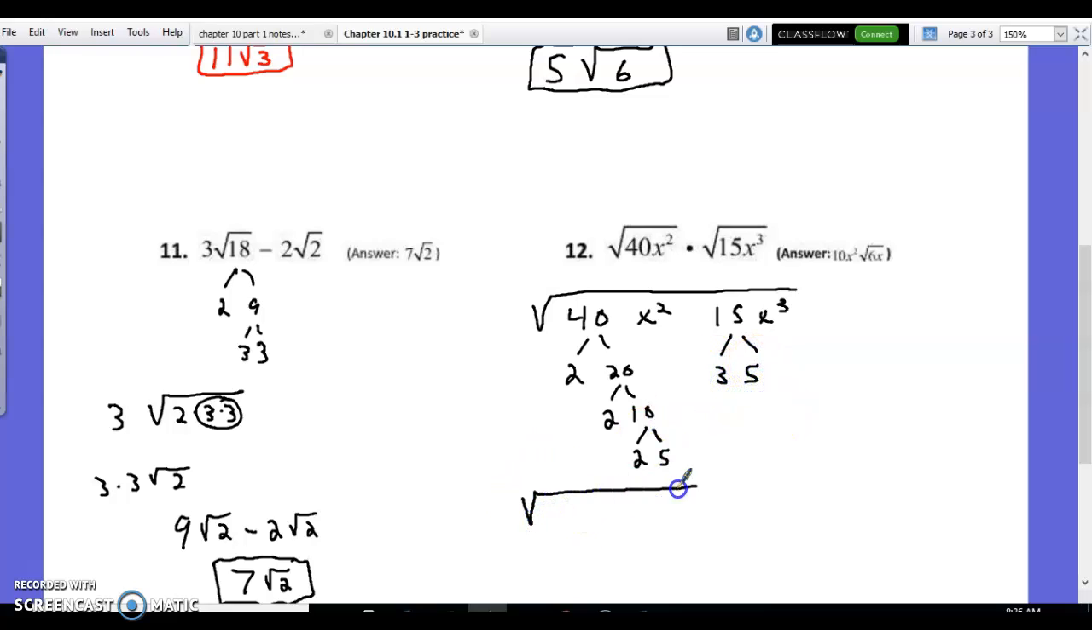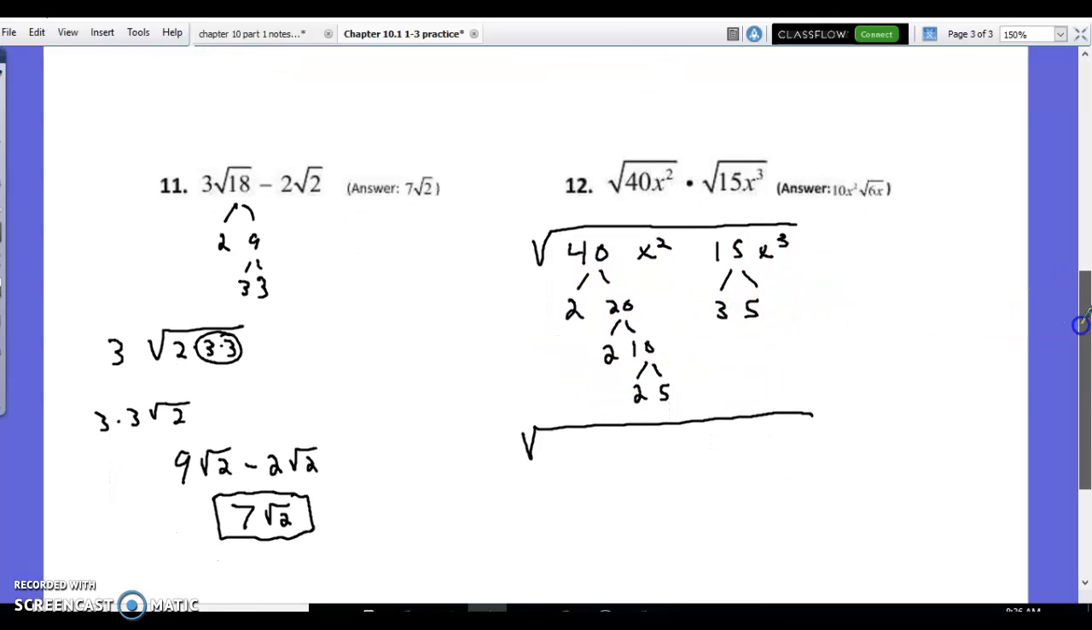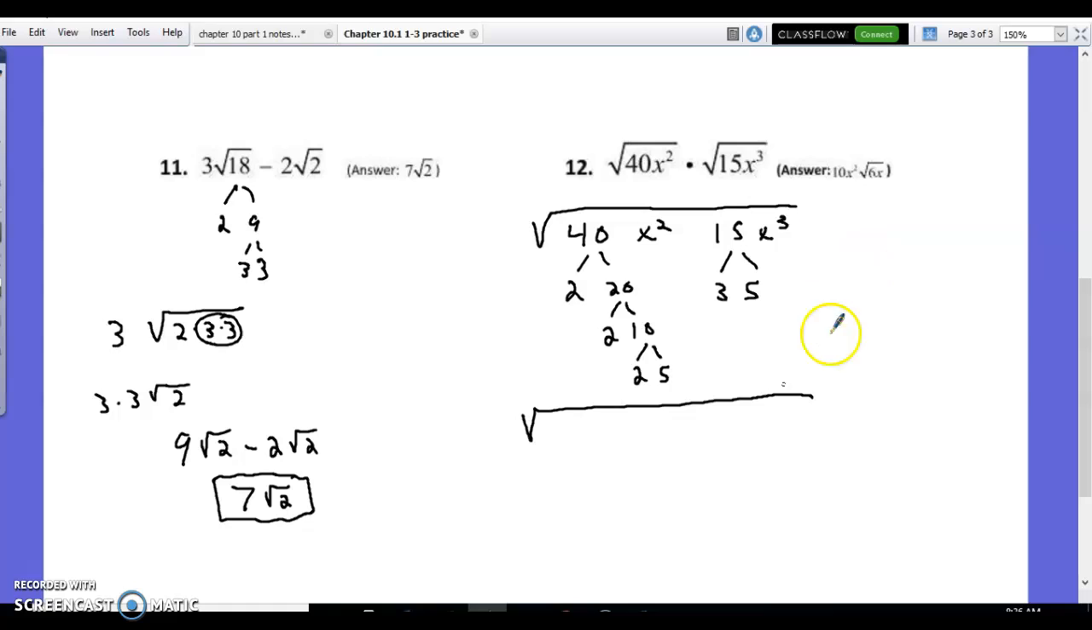So underneath this radical, I'm going to put all my numbers first, and then I'm going to come back and put my variables. So I have 1, 2, 3 2's. I have a 3, and again, I'm only looking at the prime numbers. Ignore that 20 and that 10. And then I have 2 5's. And then I have 2 x's here and 3 x's here, so that's 5 x's. 1, 2, 3, 4, 5.